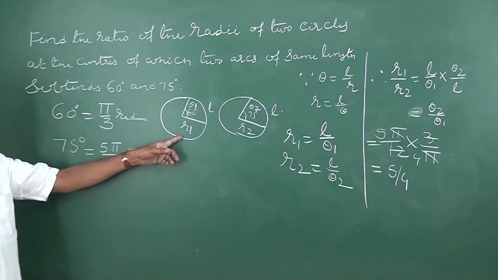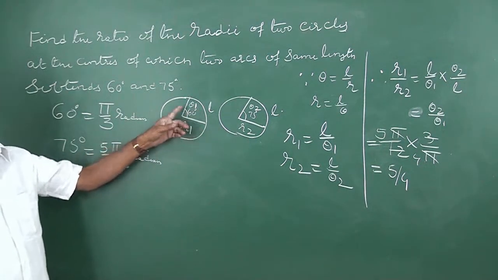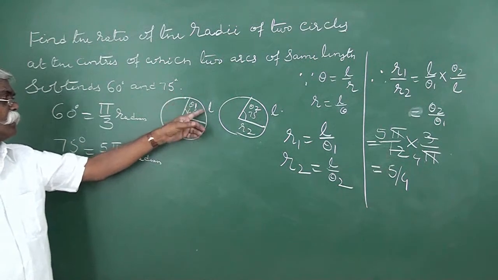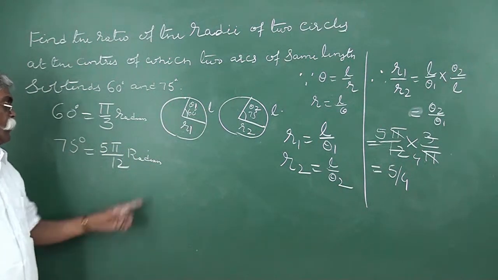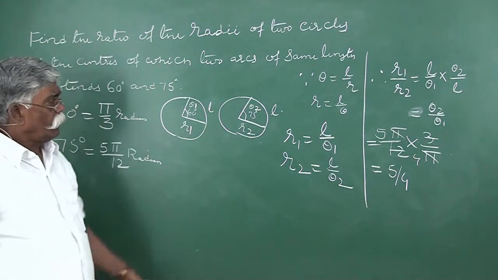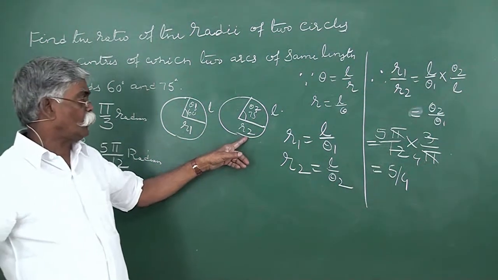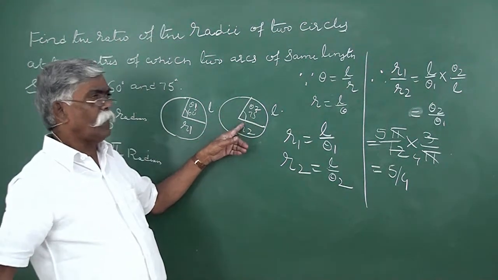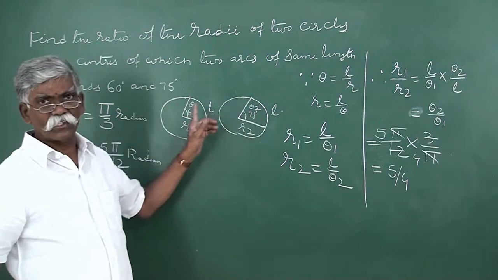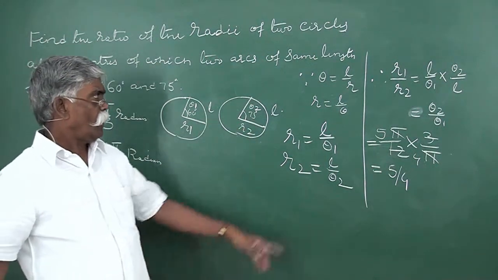The radius of the first circle is R1 and the angle made by the sector at the center is taken as theta 1 and the length of the arc is L. Now this theta 1 is 60 degrees equal to pi by 3 radians. Here the radius of the second circle is taken as R2 and the angle made by the sector is theta 2 and the length of the arc is same as here. So theta 2 is 75.